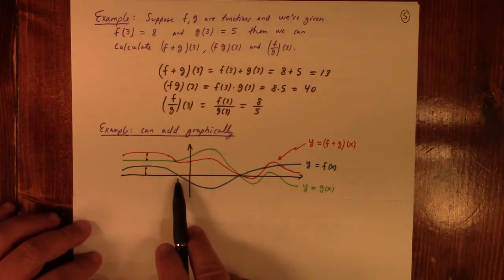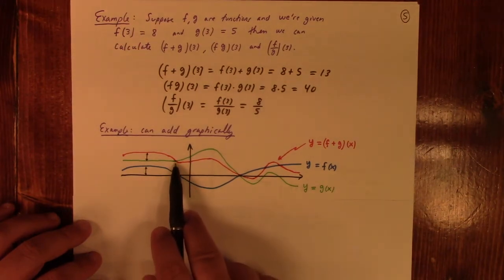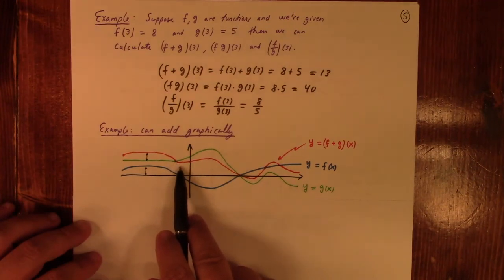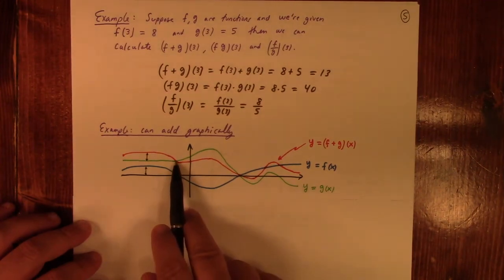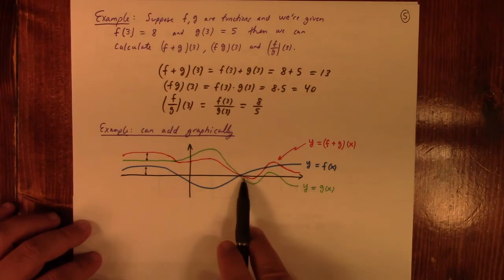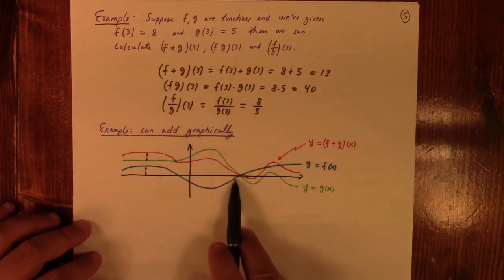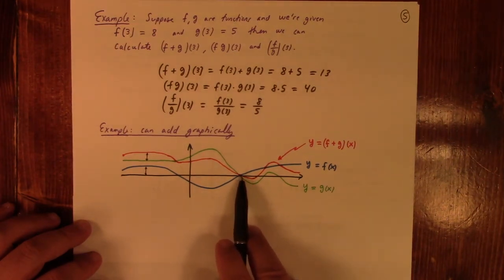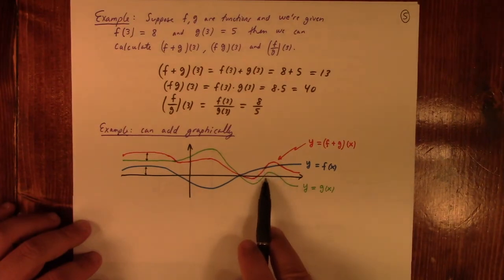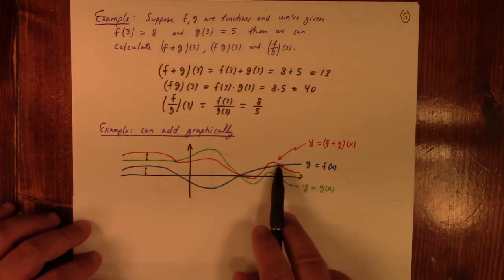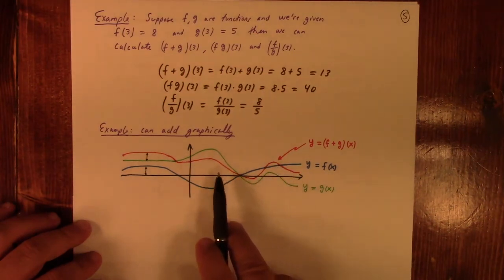Whenever the blue or the green drops to 0, then the red is just equal to the other one. Like when the blue is 0, then the blue plus the green should just be the green because the blue is 0. Like over here, blue and green are both 0 at the same point, so red is also 0. And over here, green is 0, so the red curve just is the blue curve again. Because when you do blue plus 0, you just get blue again.